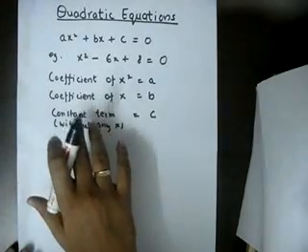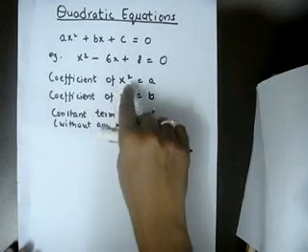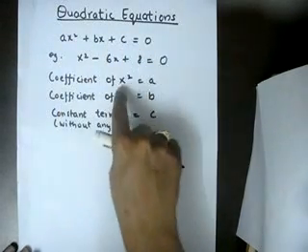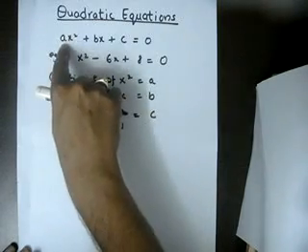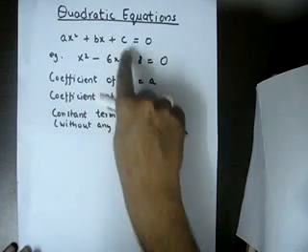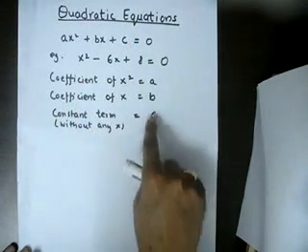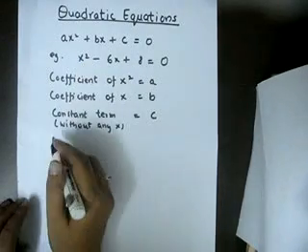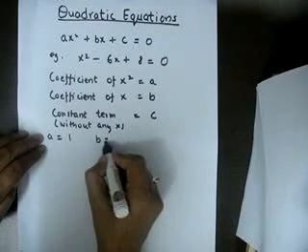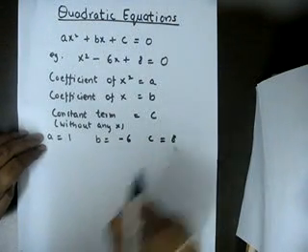In this, what we do is, first of all, find out three coefficients: the coefficient of x², the coefficient of x, and the constant term. The coefficient of x² we denote by a, the coefficient of x we denote by b, and the constant term, which is without any x, we denote by c. In this particular example, I get a = 1, b = −6, and c = 8.